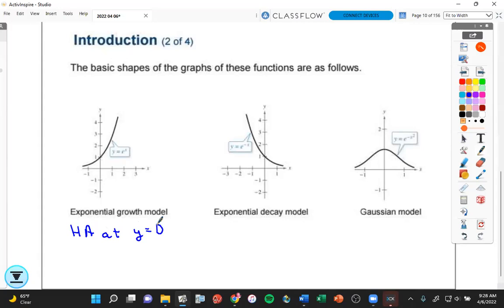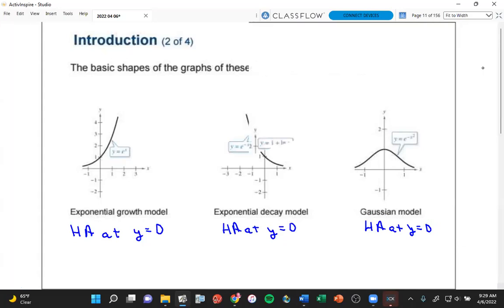How about exponential decay? Same thing. Think about it. Something's decaying. Theoretically, it decays forever. Does it ever go away entirely? No. Okay. So we have a horizontal asymptote at y equals 0. How about the Gaussian model, the bell curve? Okay. We also have a horizontal asymptote at y equals 0. So as x approaches negative infinity and as x approaches positive infinity, the graph approaches 0.